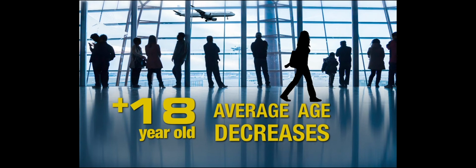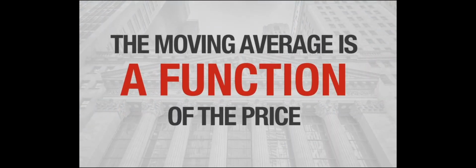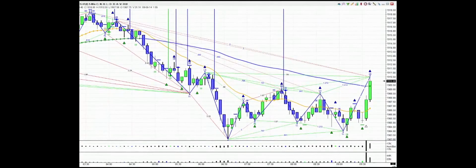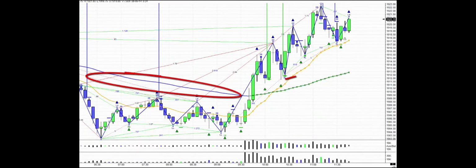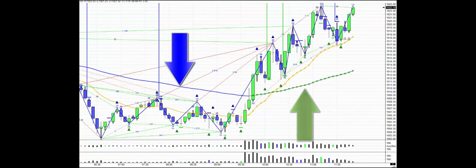A lot of people will talk as if the moving average is autonomous. It's not. It's directly affected by the price. It is a function of the price. Whenever we're determining the trend, as a beginner, you're going to look at the long-term EMA, or the long-term exponential moving average. That's the blue line or the green line. If it's green, then your trend is up. If it's blue, then the trend is down.